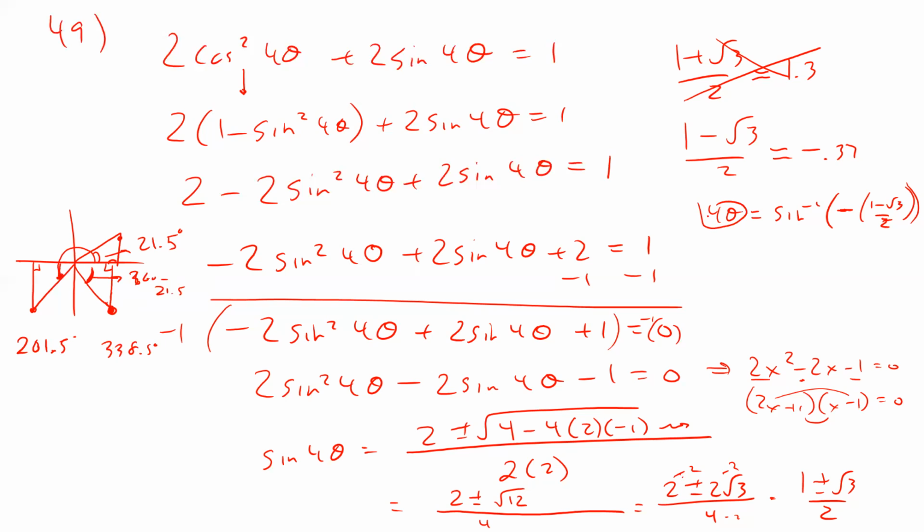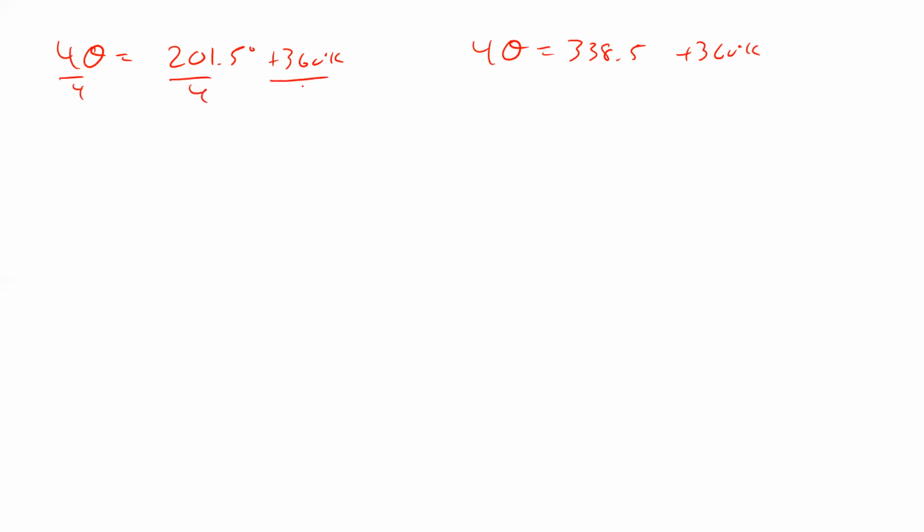Is that right? Okay, let me get it on the next slide since I don't have much room. 4 theta is 201.5. 4 theta is 339, I believe. Is that right? 338.5. Perfect. Okay, plus 360K. Okay, divide this by 4. And I need calculators again here.